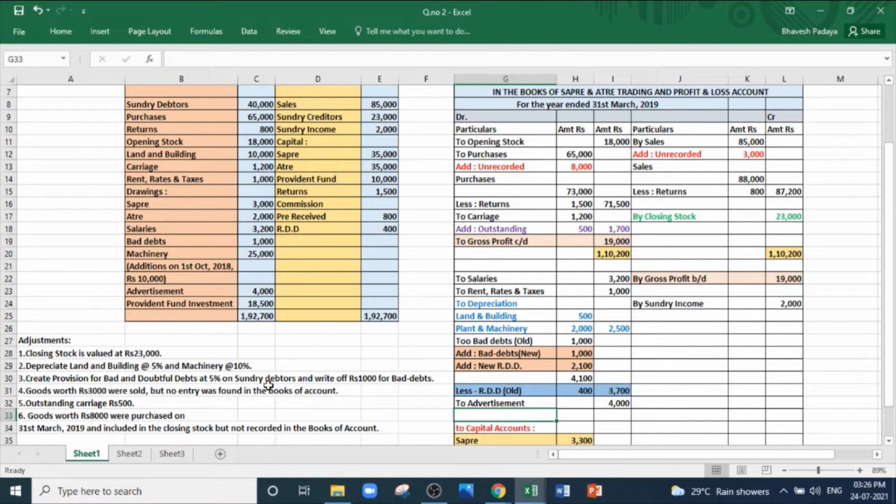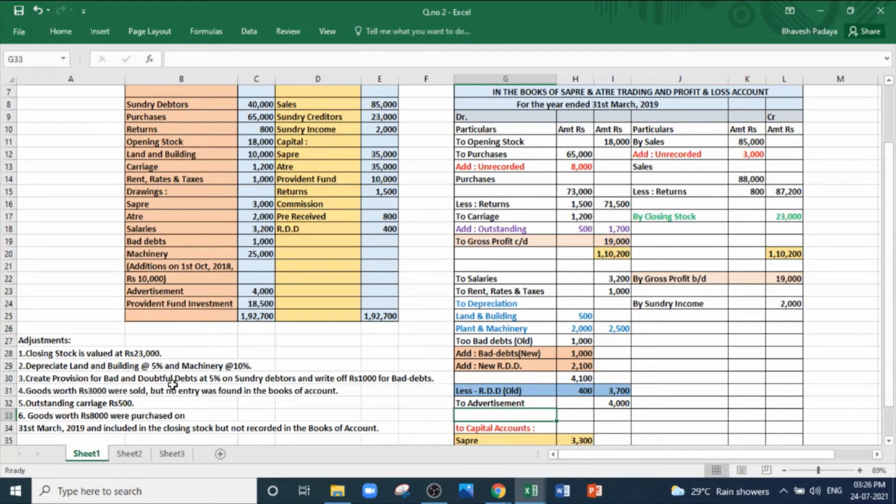Depreciate land and building and machinery at 5 and 10% respectively. Go to land and building, tick over there, go to machinery. Now you see here you have two adjustments. Okay, one, here you have two types of depreciation at the rate of 10%.